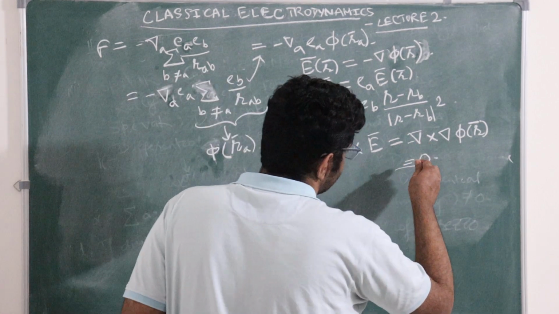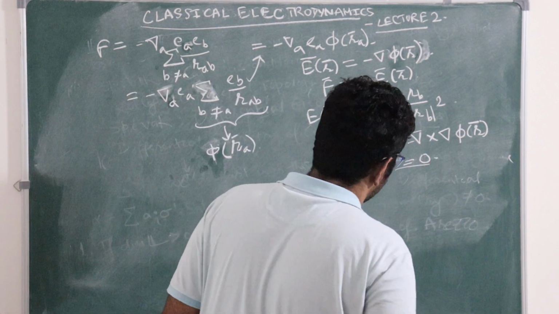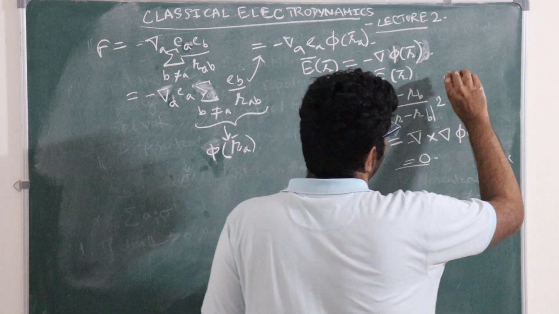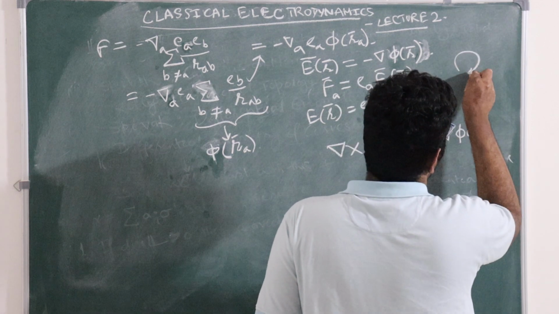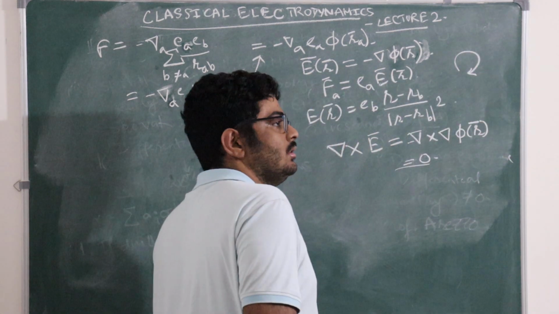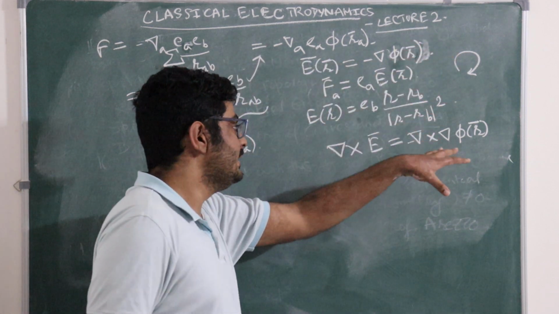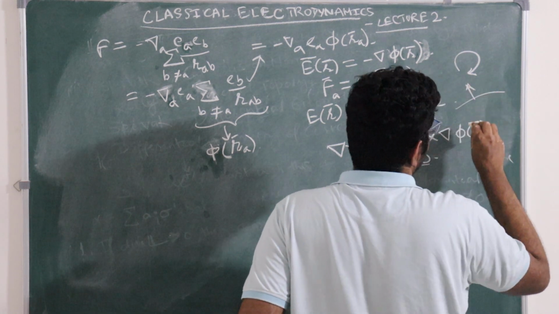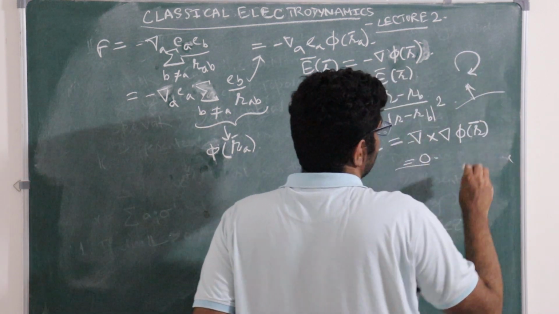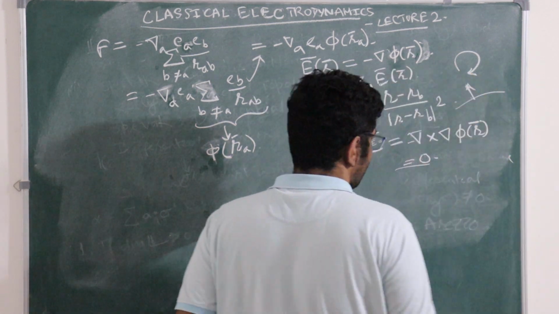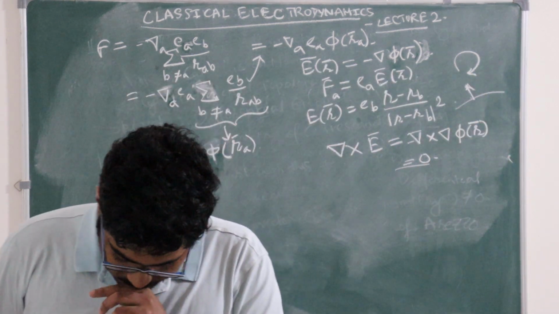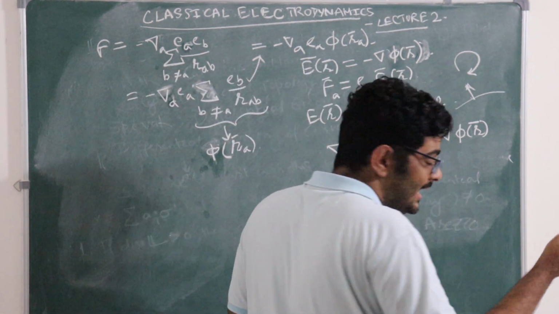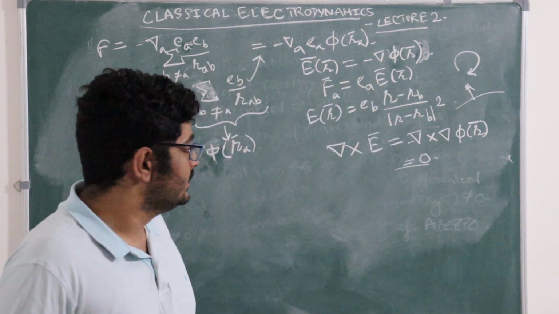You could visualize this in a way that curl means how much it circulates. A gradient is always perpendicular to the contour lines, and so it's always in a straight line, not a curl, and hence the curl of this thing is always 0. That is one way you could visualize it. And the second way is by manually computing the curl by component.